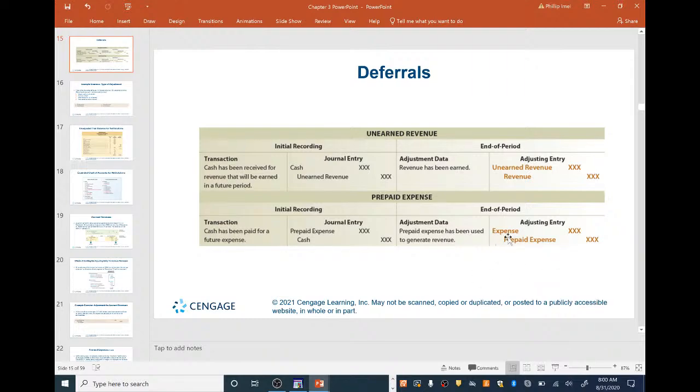Once again, an expense account. This is going to be an income statement account. We're increasing it, so we want to increase the expense at the end of the period. Expenses are debit balances. That's why we're debiting the expense account. Then we have to reduce our asset of prepaid expense, okay? Because we increased it here. So that's deferrals.